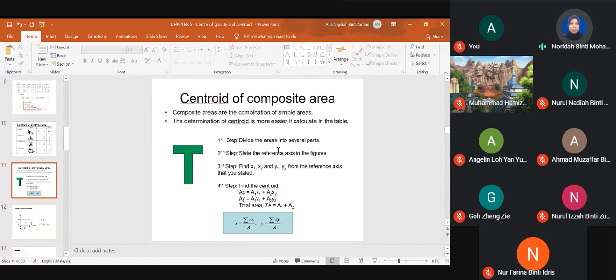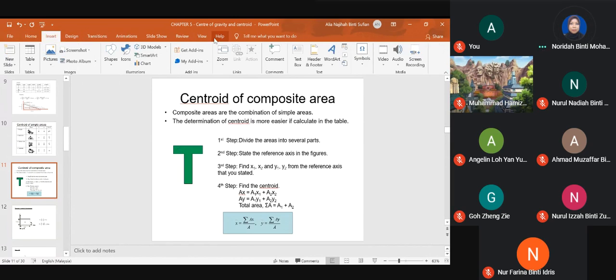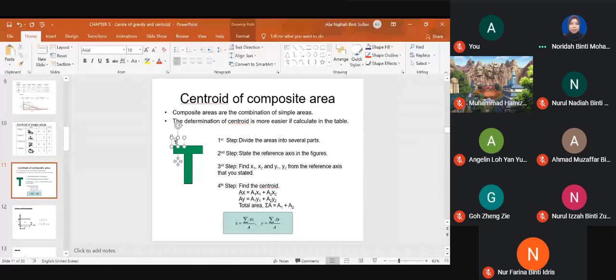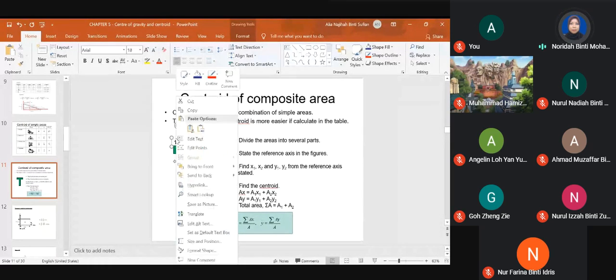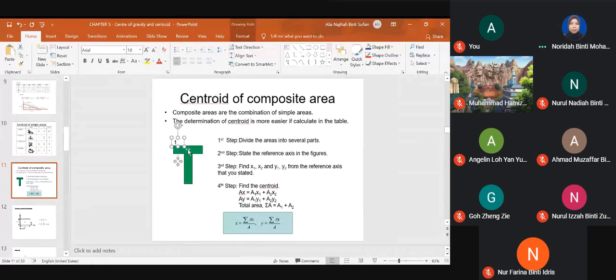Step 1, divide the areas into several parts. Okay, we can name the horizontal one as part 1, for example. And we can name the vertical one here as part 2.